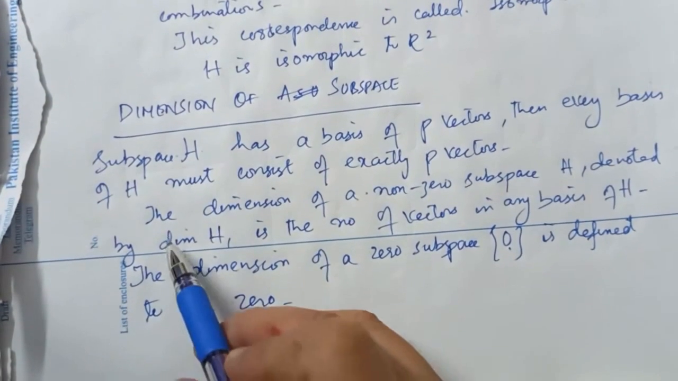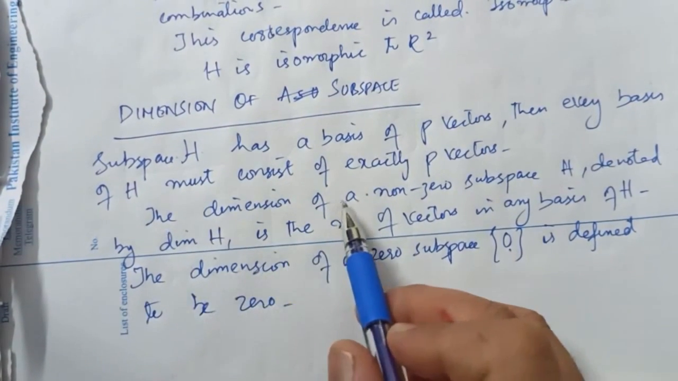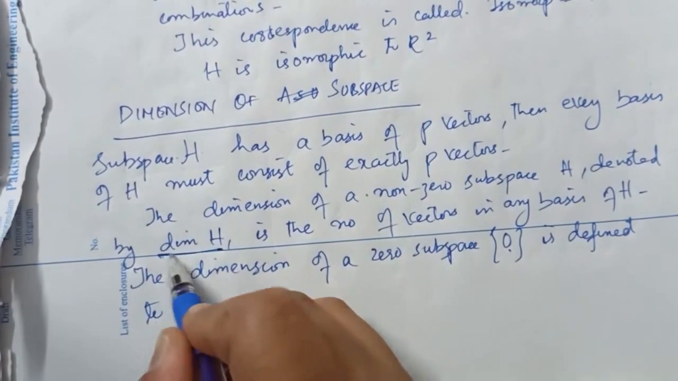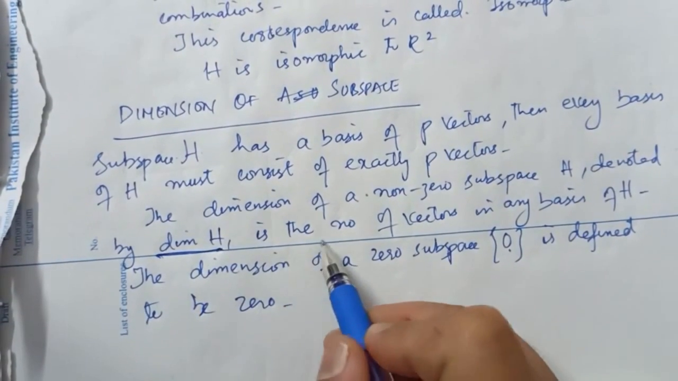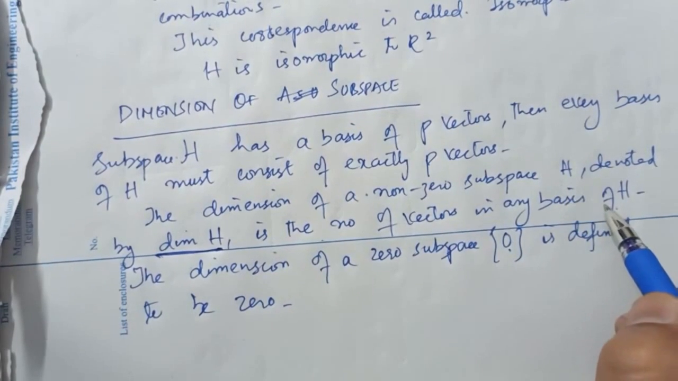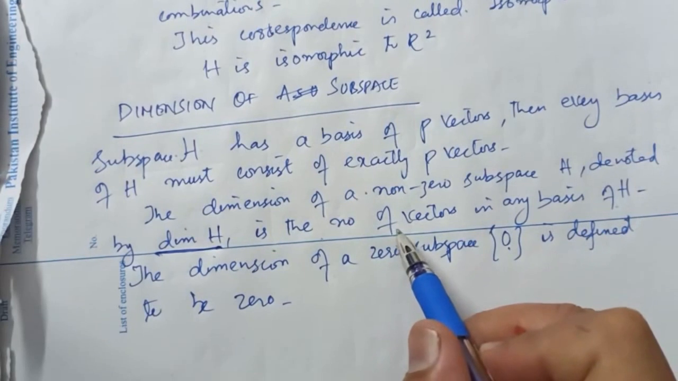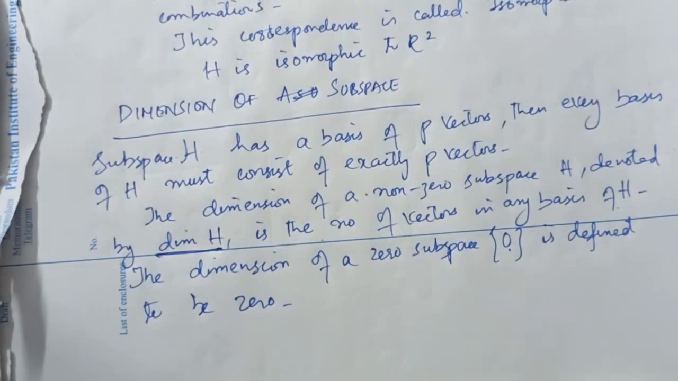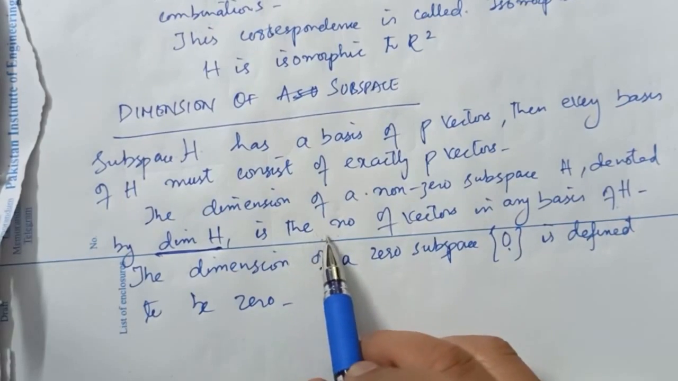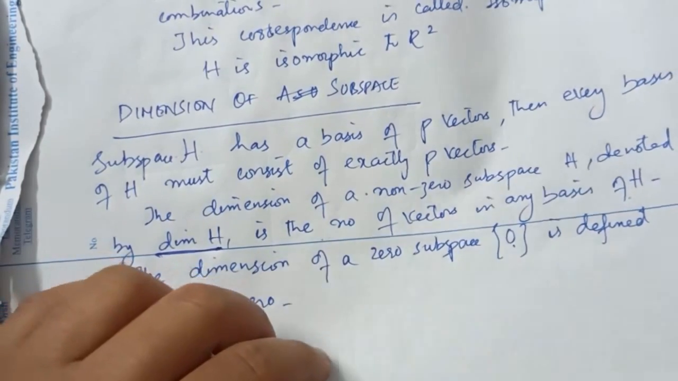So again, we repeat that. The dimension of a non-zero subspace H, denoted by this term here, is the number of vectors in any basis of H. So in the previous example, there are only two vectors defining the basis of H. It means the dimension of that subspace was 2. Okay.